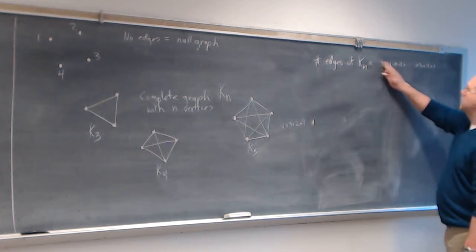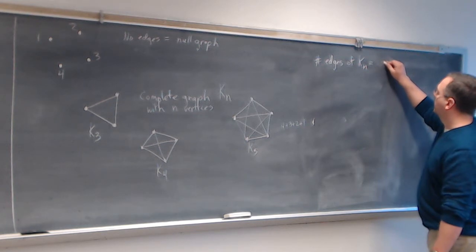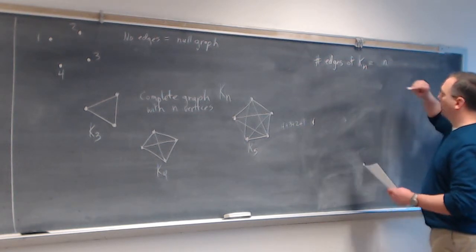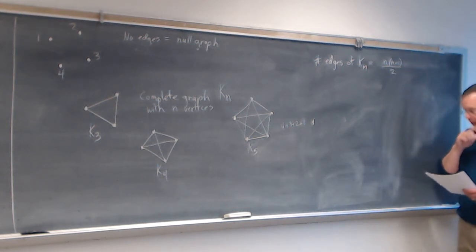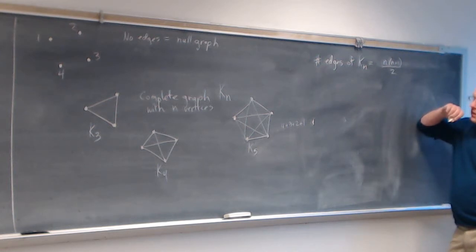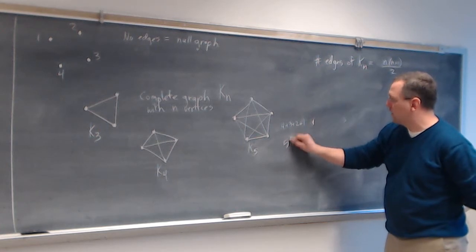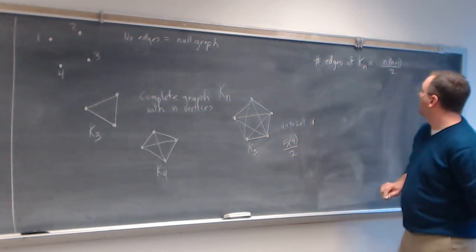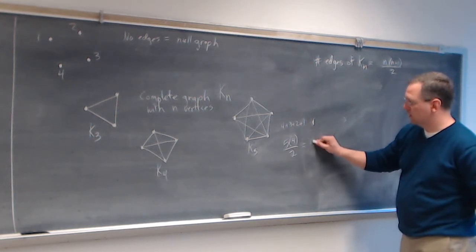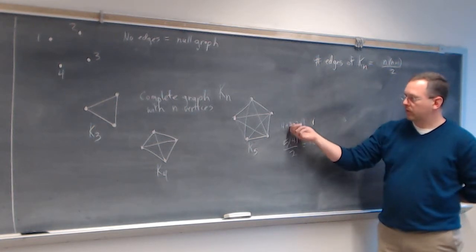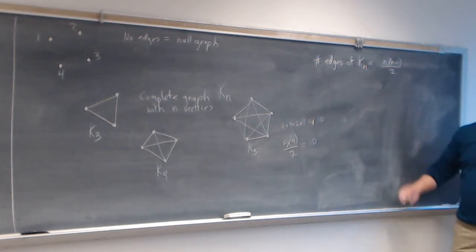There's a better formula for that. It's going to be n times n minus 1 over 2. So the number of edges for K5, the formula says, is 5 times 4 divided by 2. So 20 divided by 2 is 10. Is that right? 4 plus 3 is 7, plus 2 plus 1 is 10. So there's a nice little formula.